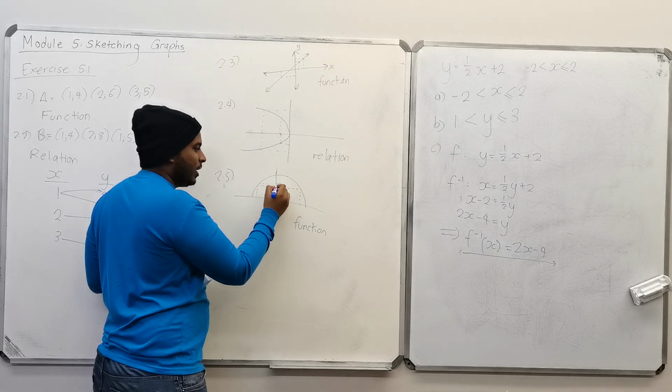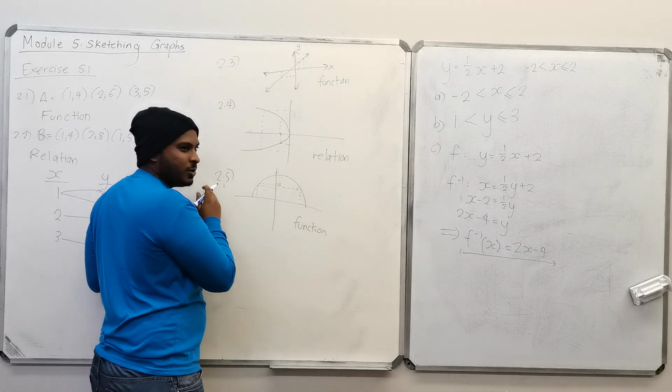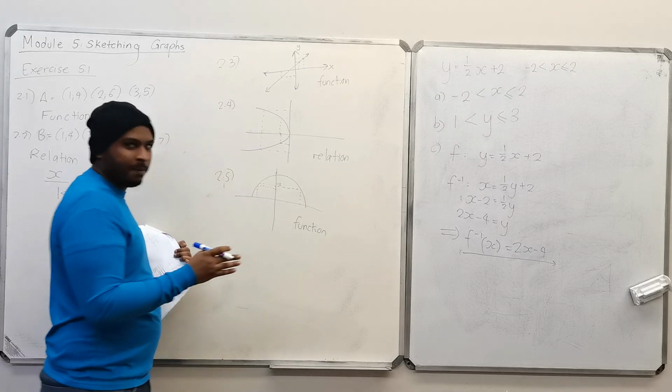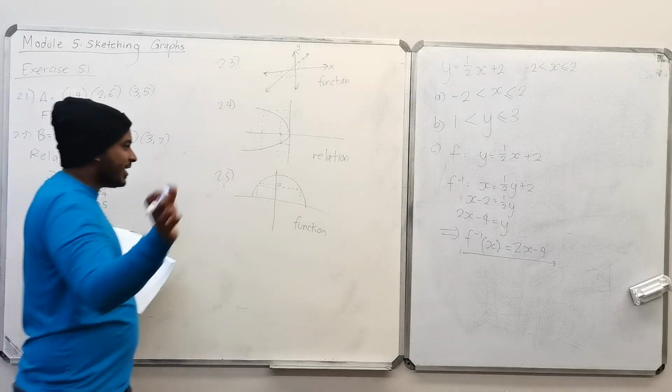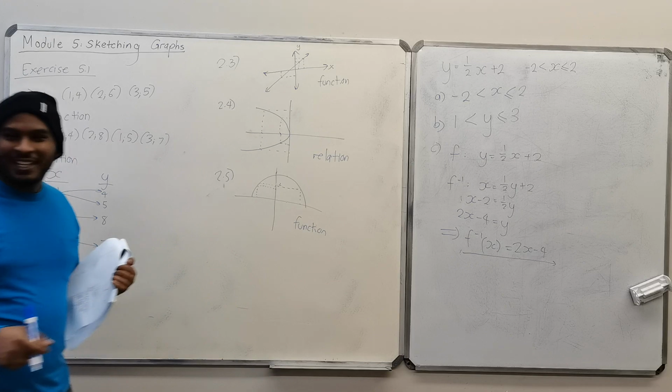If this was -2, it's minus 2 going that way, it's minus 2 coming this way. How can you be minus at the top? If it was 4.